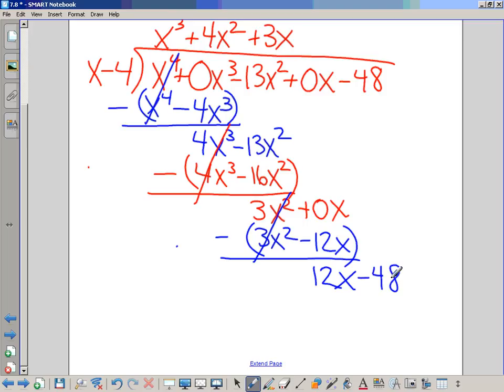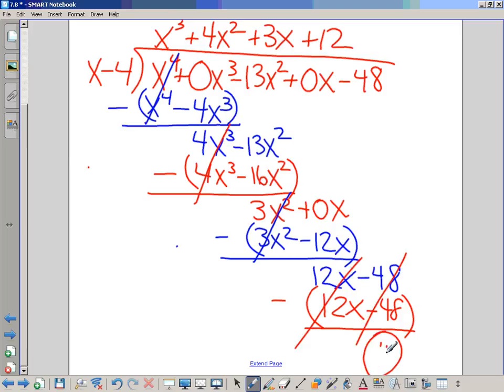Minus 48. Focus on the lead terms. x times what makes 12x? Positive 12 times x is 12x. Positive 12 times negative 4 is negative 48. When you subtract this whole thing, everybody cancels, remainder is 0, and we're in good shape.